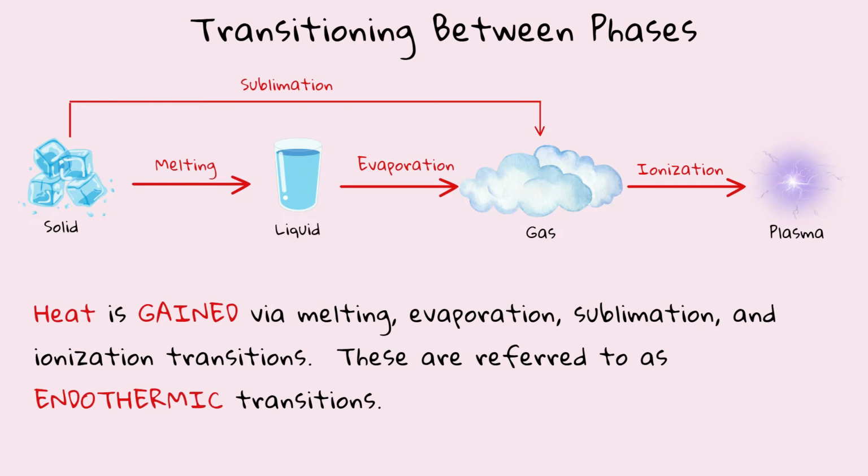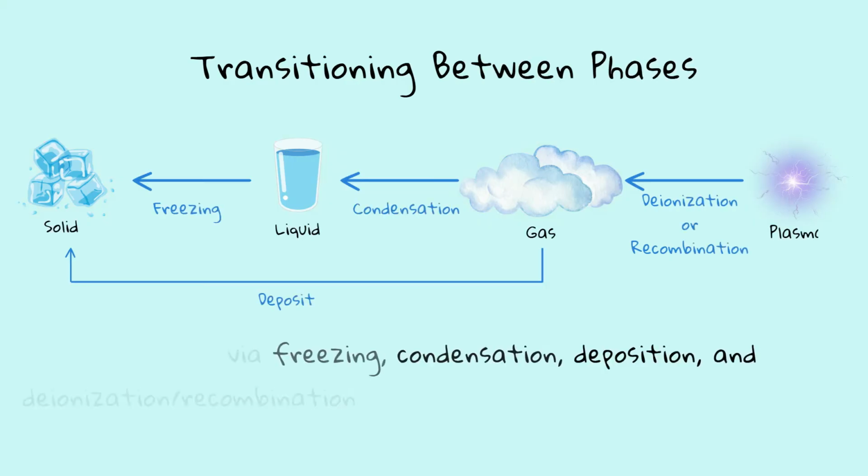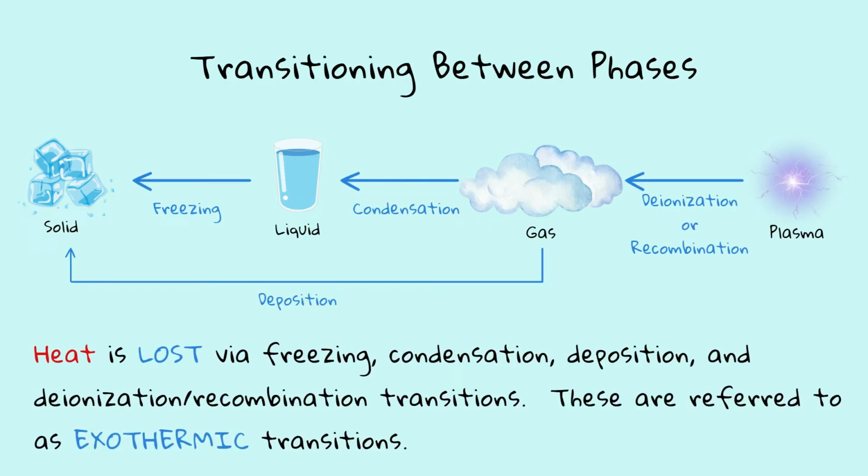Heat is gained via melting, evaporation, sublimation, and ionization transitions. These are referred to as endothermic transitions. Heat is lost via freezing, condensation, deposition, and deionization/recombination transitions. These are referred to as exothermic transitions.